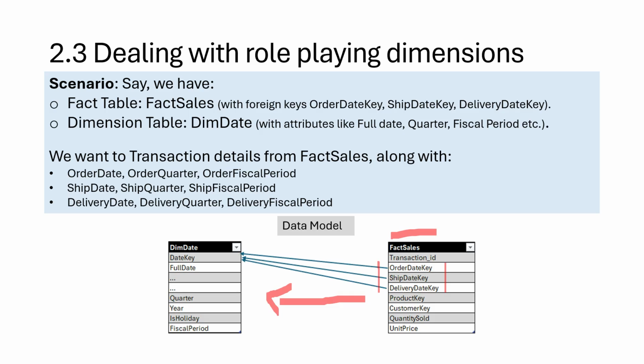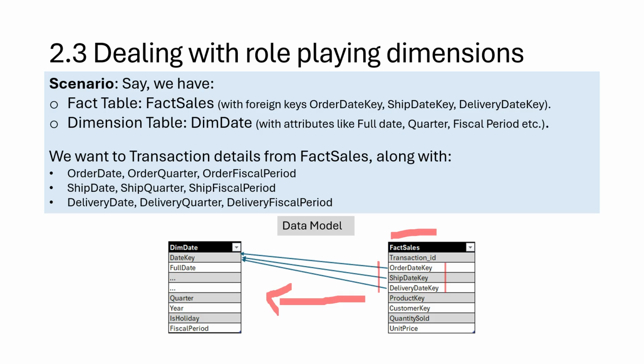But the thing is, the dim date table is physically just one dimension table. That is, in the database, you would just see one physical table for the dim date dimension. In other words, one physical dimension table is playing the role of multiple logical dimensions: order date dimension, ship date dimension, and delivery date dimension, etc. For this reason, such dimension tables are called role-playing dimensions.